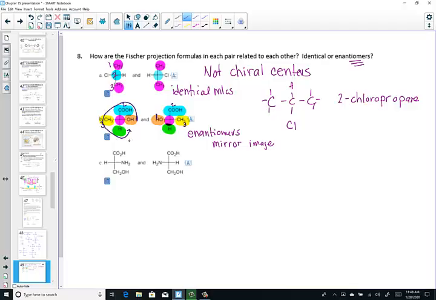This is spinning in a counterclockwise fashion, whereas I spin in this direction, and that is a clockwise. Because they're spinning in opposite directions, we now know that they are indeed enantiomers, non-superimposable mirror images.